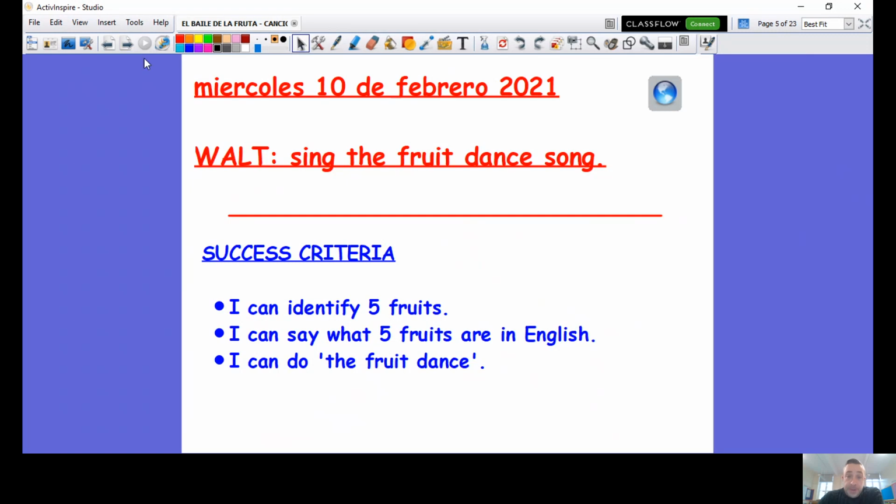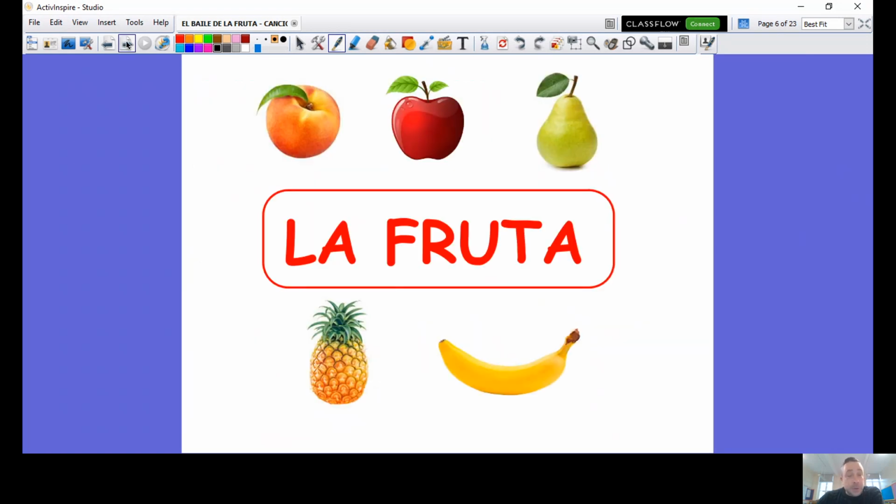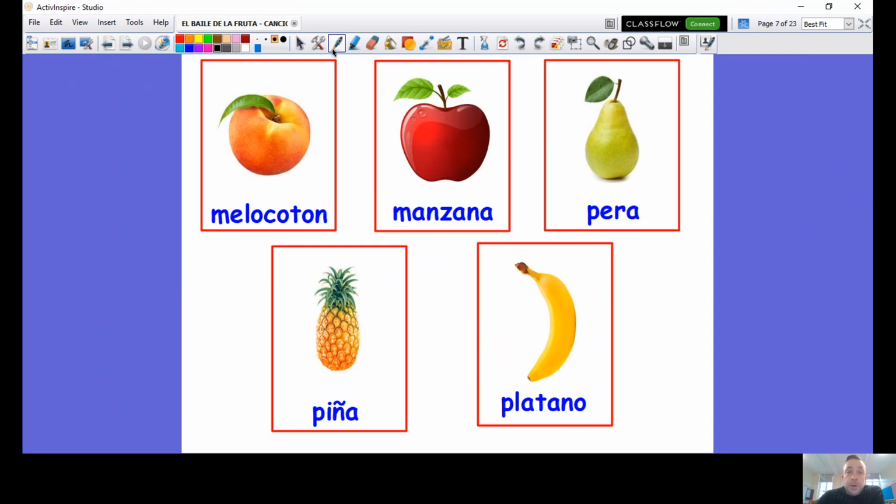Muy bien. So, today we are going to learn to sing the fruit dance song. To be successful, you need to be able to tell me what five fruits are in English and Spanish. And you'll be able to do the fruit dance. Let's get going. We talked about last week, la fruta. That's the fruit we were talking about. And we had five fruits we were looking at.